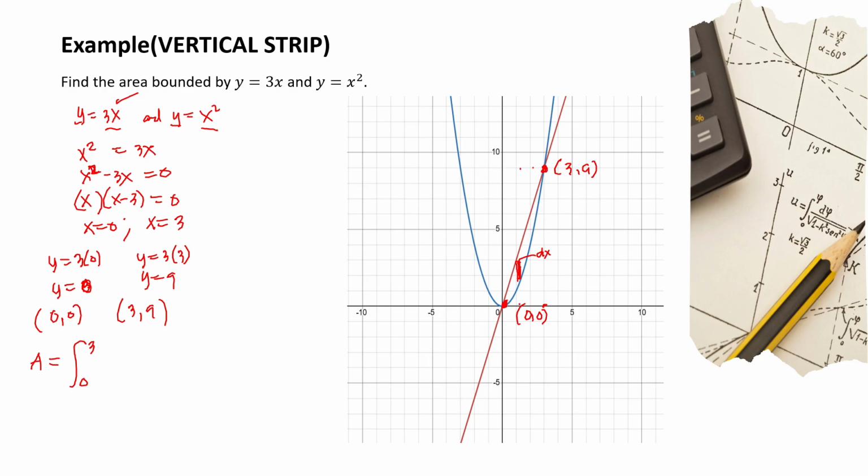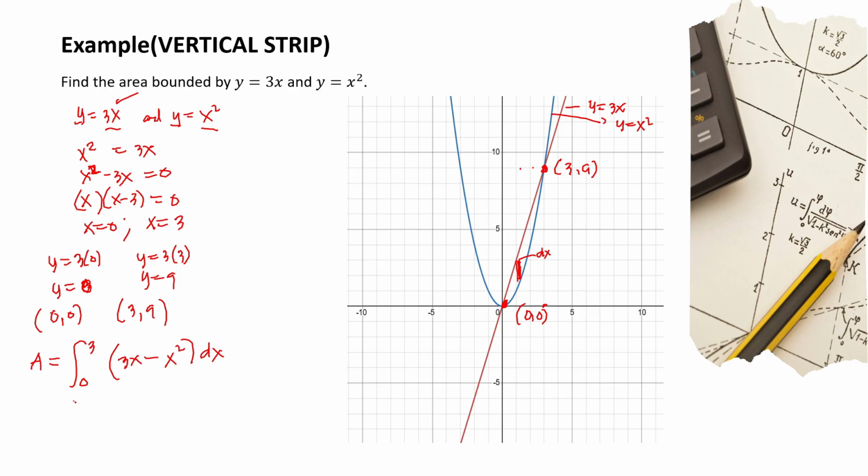So we have the limits from 0 to 3. Since this equation is y equals 3x, and this blue one is y equals x squared, our upper function is 3x, minus the lower function, which is x squared, with respect to x. So next we need to integrate.